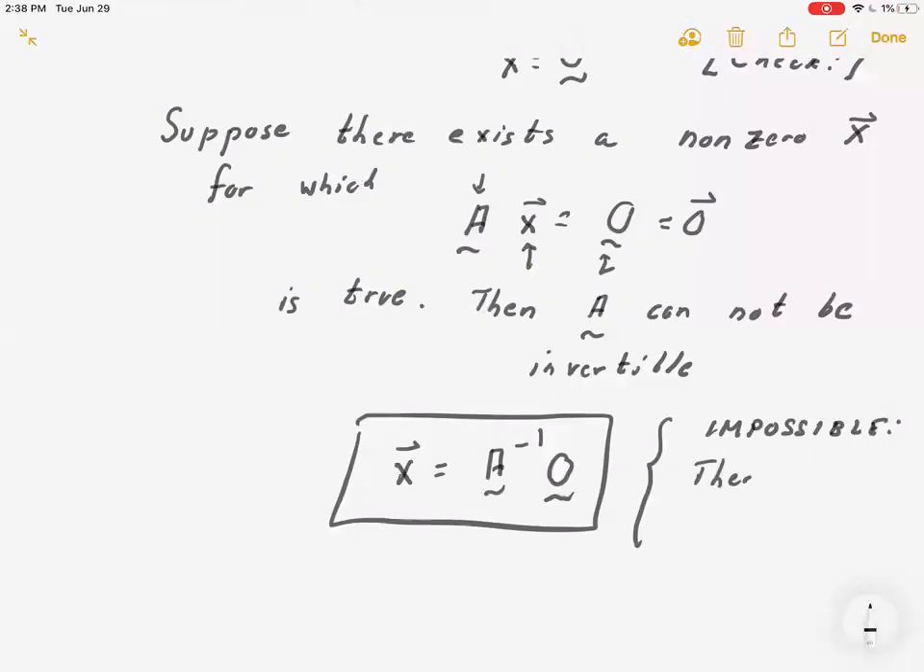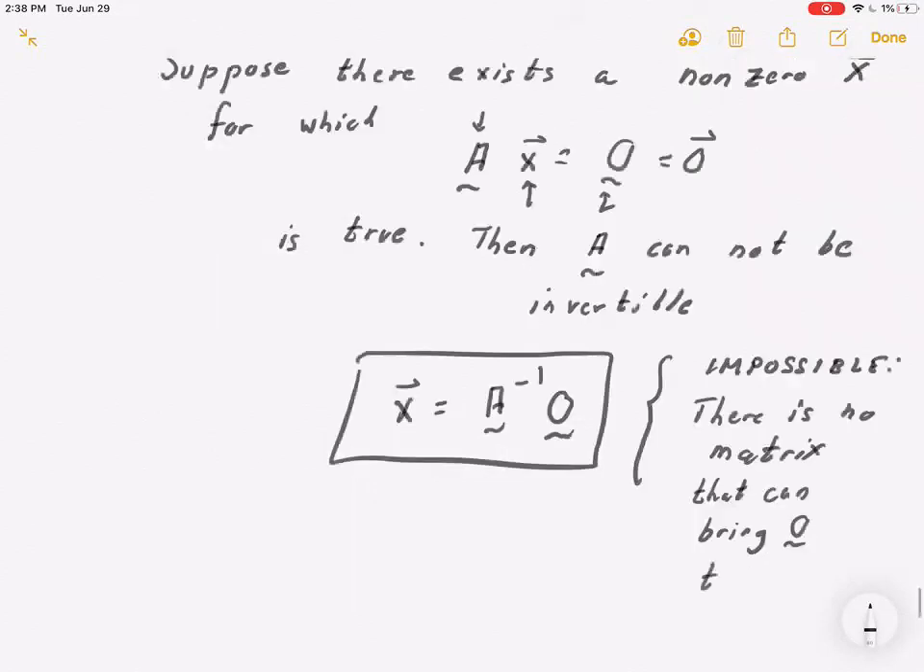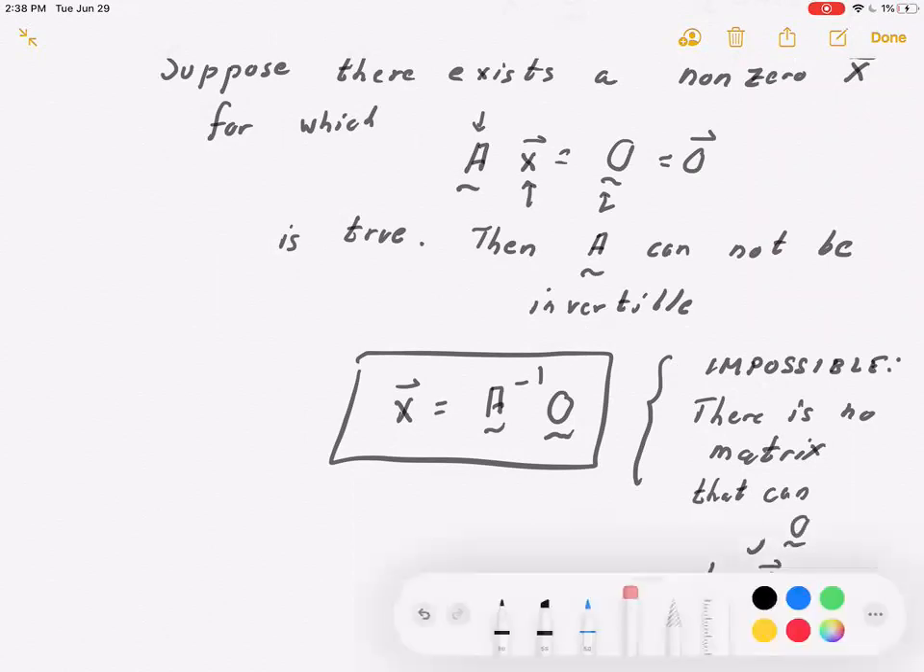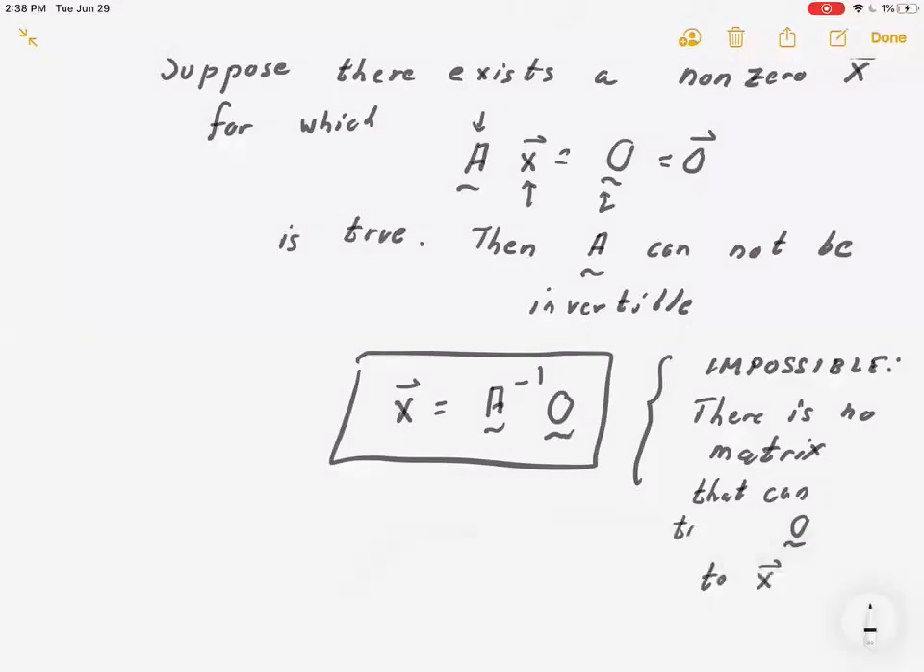There is no matrix in this part of the galaxy, or in the rest of the universe for that matter, that can bring the zero matrix, probably a better word is transform. There's no matrix in the universe that can transform the zero matrix to the vector x.